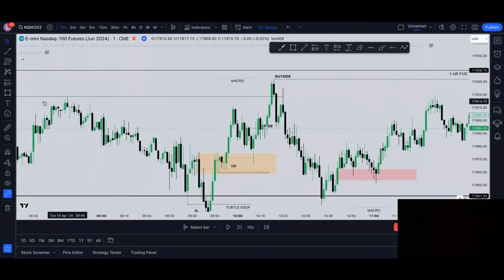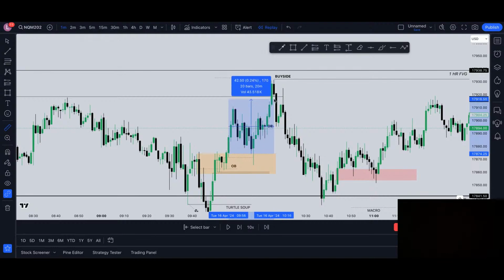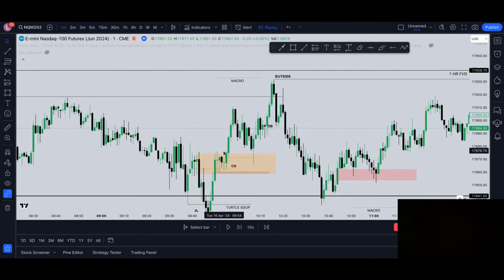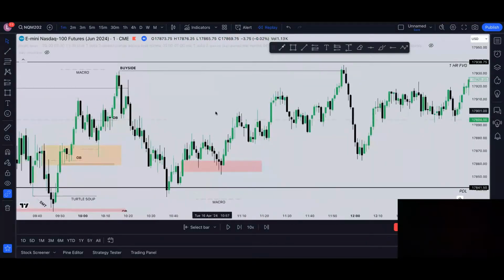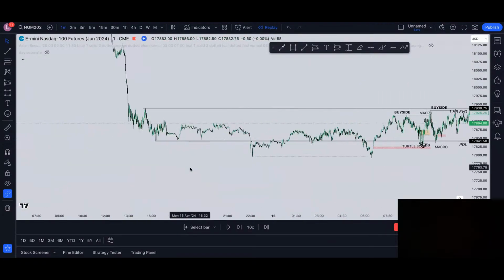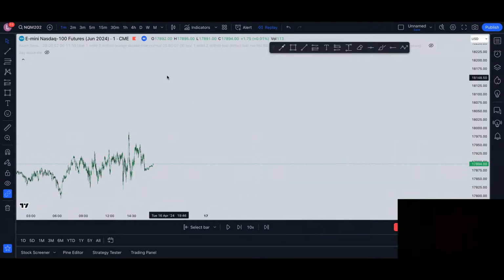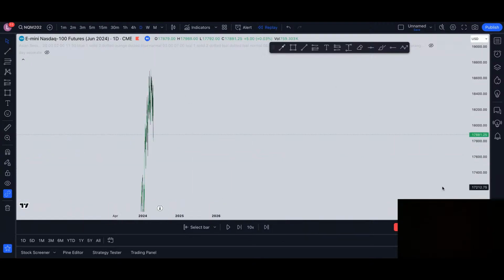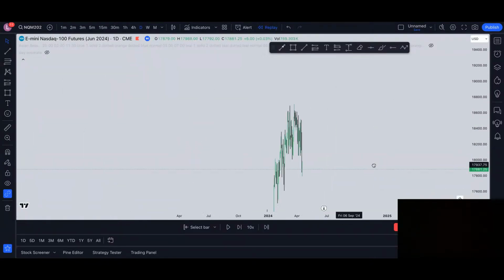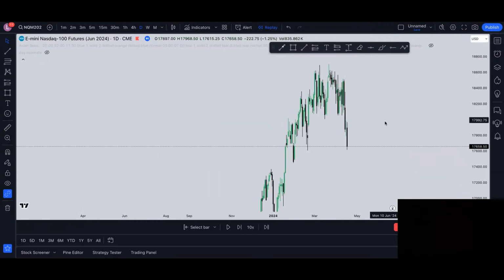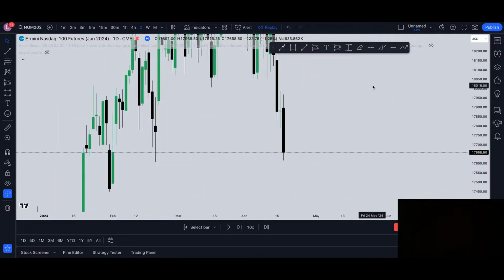See, the setup alone yielded you 45 handles. One setup. How much? 20 minutes? Same with Monday. It was 60, 70 handles on Monday. Let's go to Wednesday. Oh, straight drop.